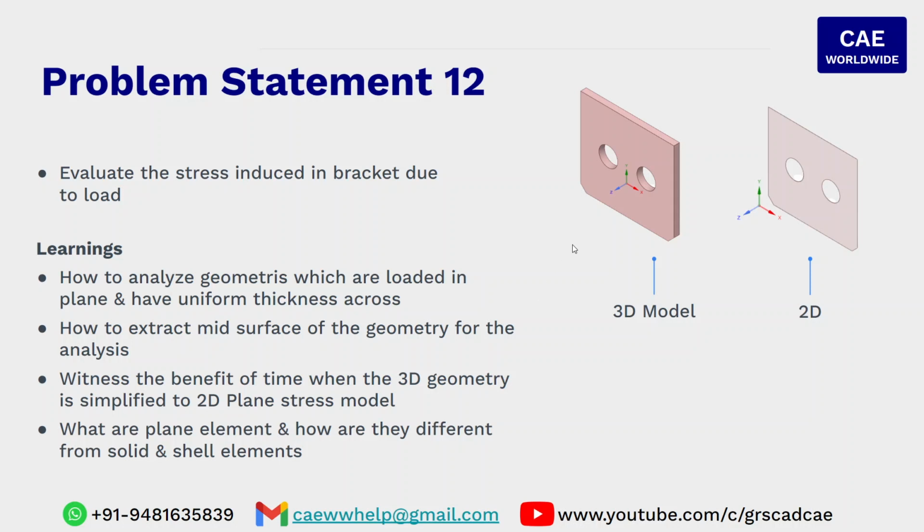The next problem statement is a simple bracket which is 3D over here and which was simplified to 2D. The problem statement reads like this: evaluate the stress induced in the bracket due to load. The learnings are going to be how to analyze geometries which are loaded in plane and have a uniform thickness across, and how to extract the mid-surface of the geometry for the analysis, since the 3D geometry may not have to be considered as is. We can just consider the neutral surface, that is the mid-surface, and conduct the analysis by providing the thickness in the software directly. Witness the benefit of time when the 3D geometry is simplified to a 2D plane stress model without compromising on the results. What are plane elements and how are they different from solid and shell elements?